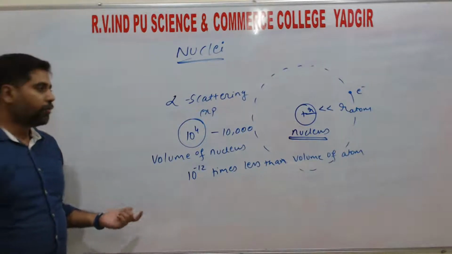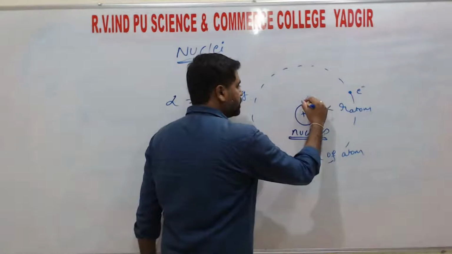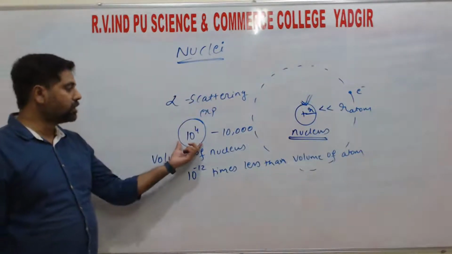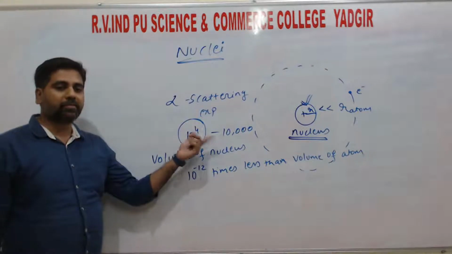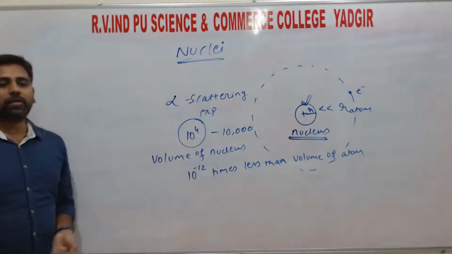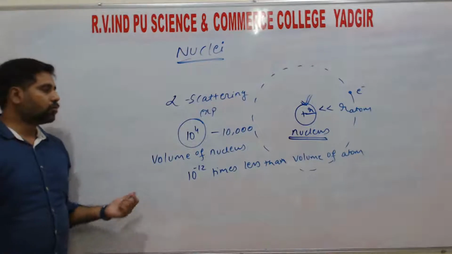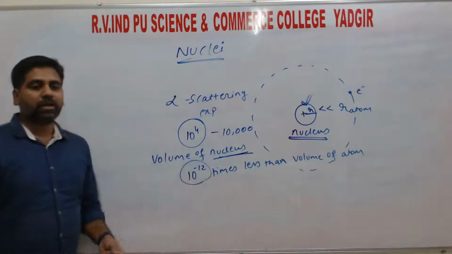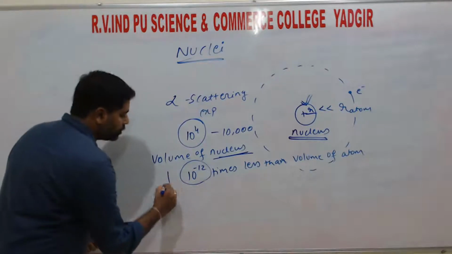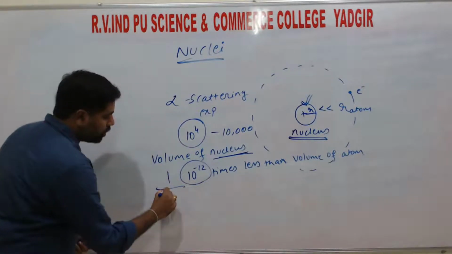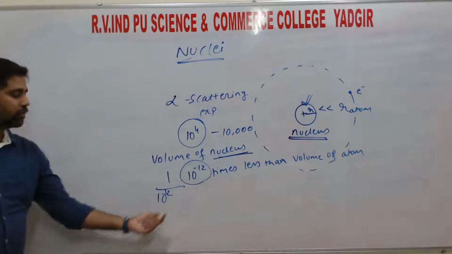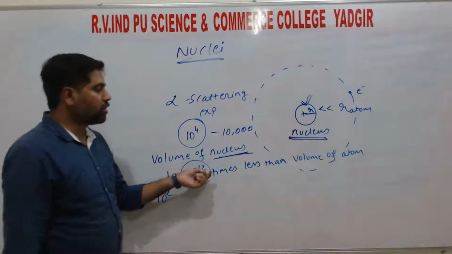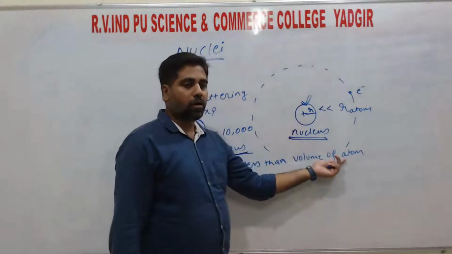From those we find that the nucleus is positively charged and the radius of the nucleus is very much less than the radius of the atom, of the order 10 to the power of 4, right? Along with that, the volume of the nucleus is 10 to the power of minus 12 times. That means its value is 1 divided by 10 to the power of 12, that is 1 with 12 zeros. It is that much lesser than the volume of the atom, right?